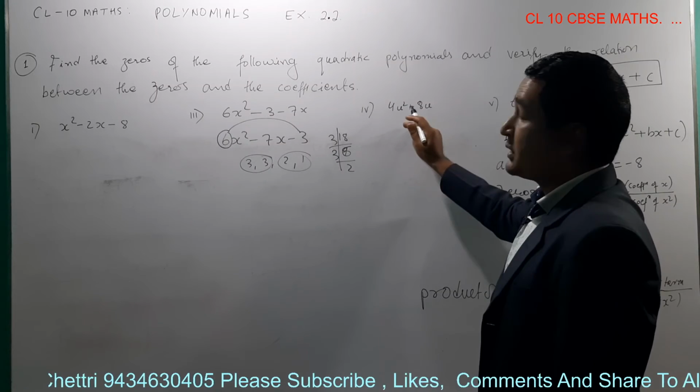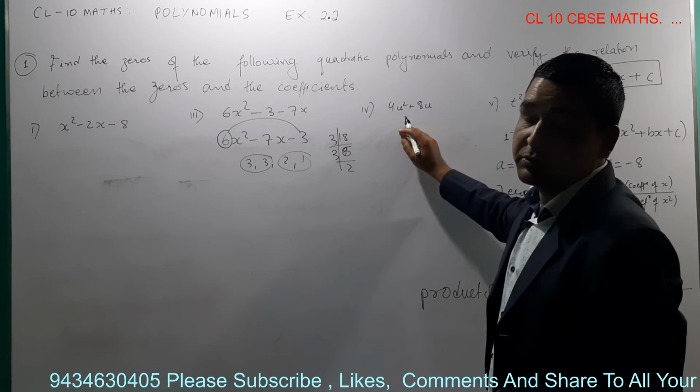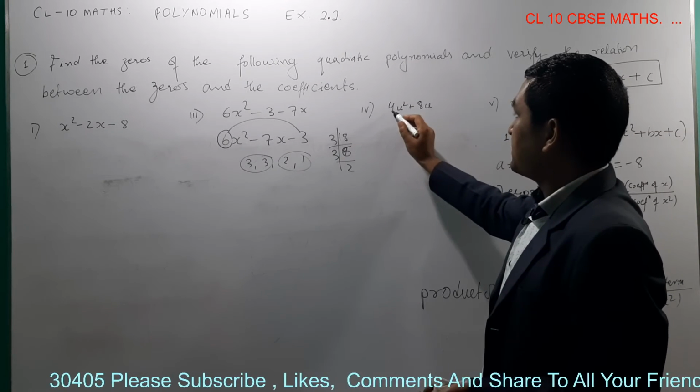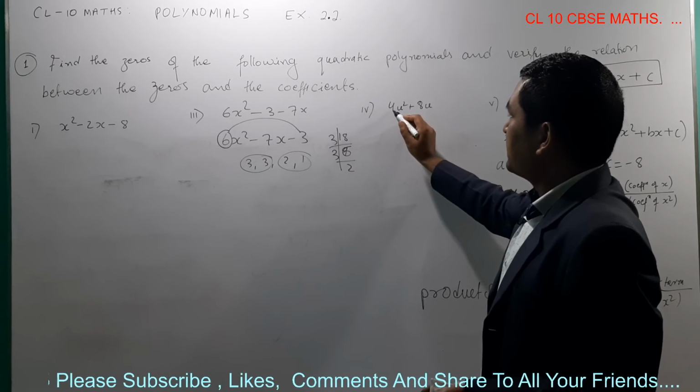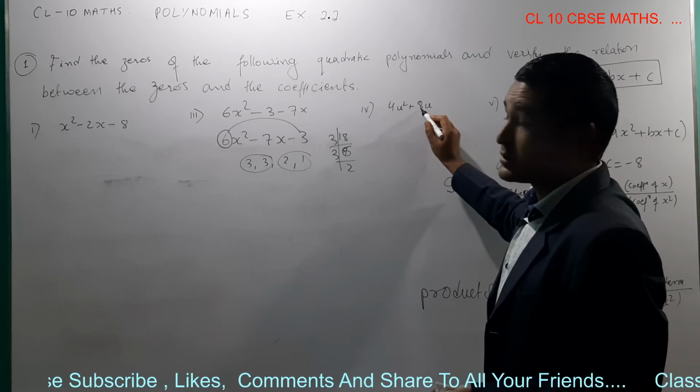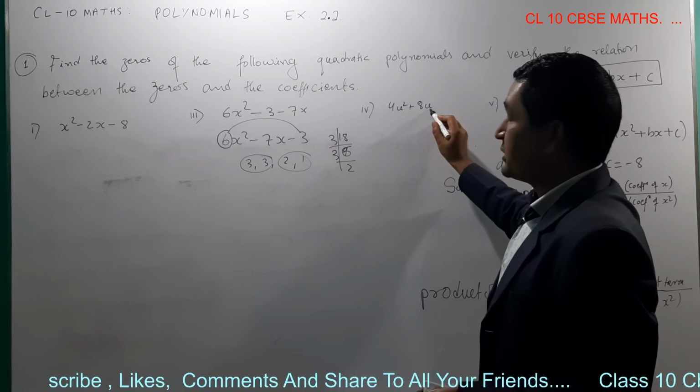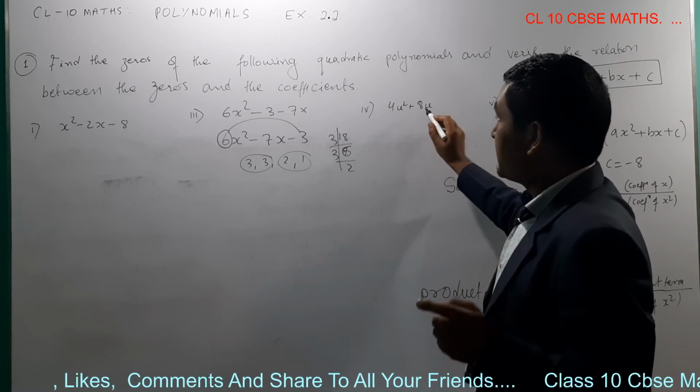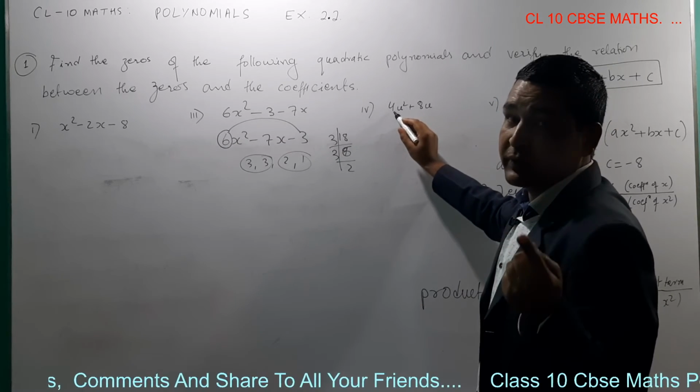Then there are only even terms there. Even terms means no need to split the middle one, just take the common. What is common? 4 1s are 4, 4 2s are 8. That means 4 is common. Then u square, u. That means the minimum power of u is 1, and the minimum common factor is 4.